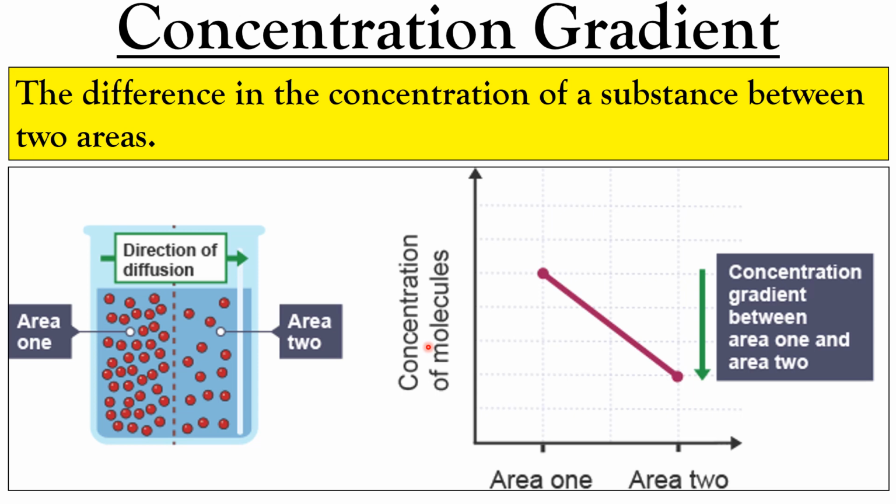And if that is depicted in a graph, you can see there's area 1. This is the increase in concentration of molecules. So in area 1, it's higher, and in area 2, the concentration is lower. So a gradient exists between these two areas.